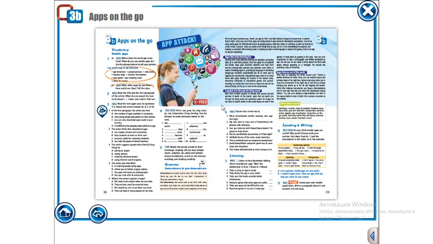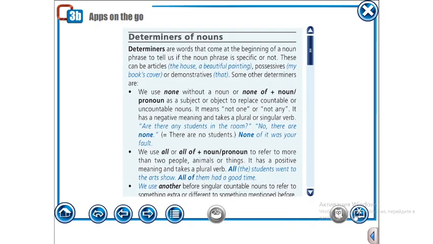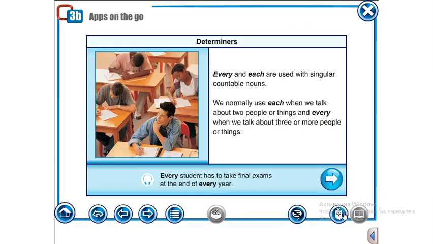Look at the first, determiners and predeterminers. Determiners are words such as a, an, the, this, that, these, those, my, your, his, her, its, our, their. They are used before a noun. Predeterminers are words such as all, both, half, twice, one third, such, what, and come before determiners to give more information or place more emphasis on the noun. Now I suggest you look at the examples.